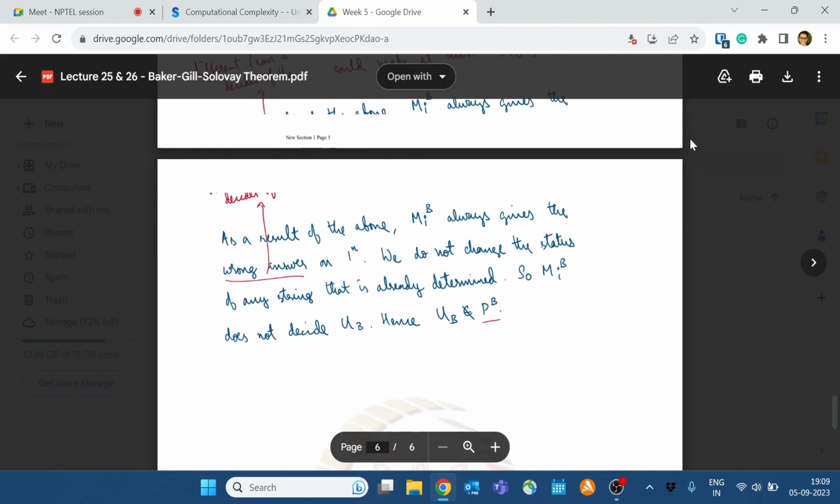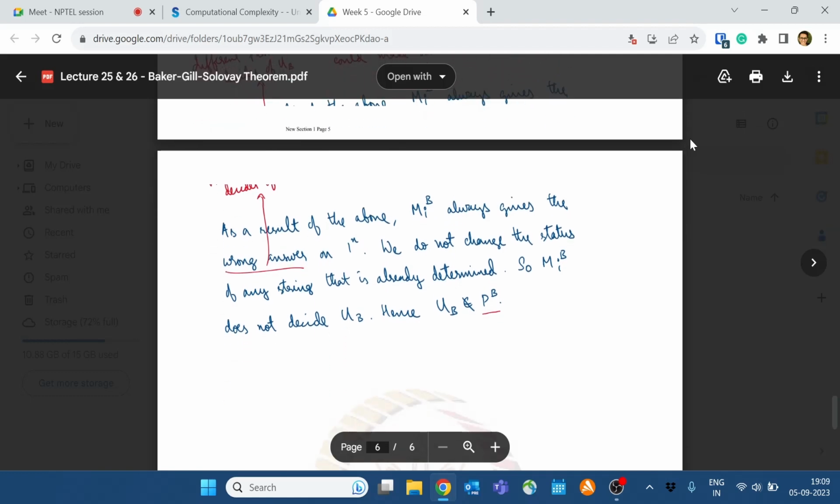Okay, so the last statement on page 6, as a result of the above, MI always gives the wrong answer on 1 to the n, right? Yes. And why is this true? Because in the subsequent iterations, we are not going to touch b_n at all, right? We are not going to either add or subtract a string of length n from B because we would only worry about strings of length more than n, right?